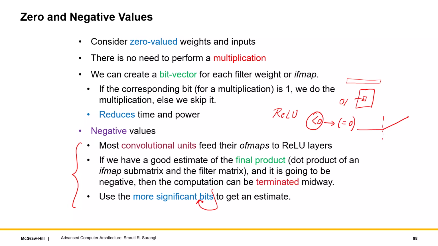Some other approaches don't do the full multiplication in one go. They instead look at the more significant bits, which will give you a coarse idea of what the output is. You multiply the more significant bits with each other, and that gives you an estimate whether you are going towards the positive side or the negative side. If you are going towards the negative side, you make a guess. In any case, neural networks are approximate computation, so you guess that it is going to be negative and set the value to 0. These are all interesting techniques of reducing computation power and time by leveraging sparsity, or leveraging the fact that the result will be negative, which the ReLU layer is going to get rid of ultimately.